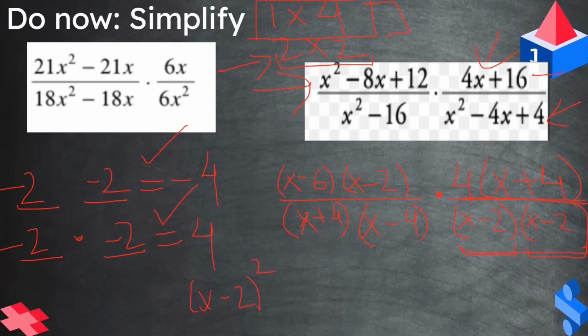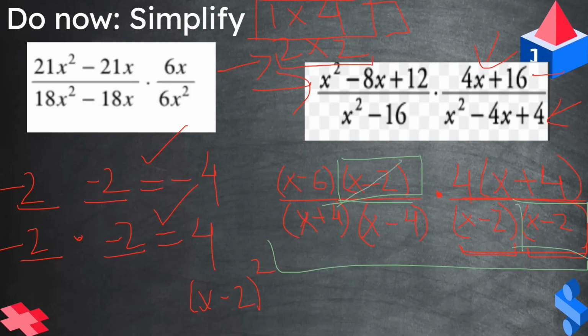So now let's look for common terms. What are the common terms? Well, let's go with the first binomial that we have in here, x minus 6. Does that binomial appear in other places of this entire expression? I do not see it. Nope. How about x minus 2? Does that appear in other places of this expression? Yes, it does. It appears in here. It appears in here. So then those are common terms.